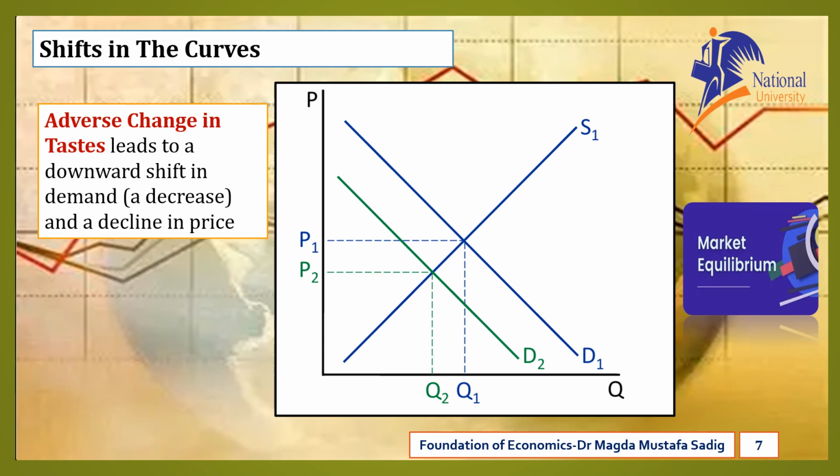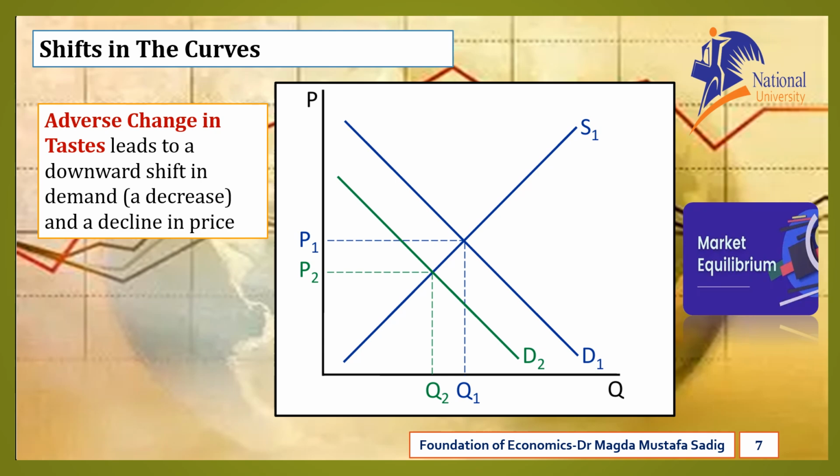So now suppose there is an adverse change in consumer preferences. For example, consumers no longer like sugary drinks due to health concerns. This leads to a decrease in demand. The demand curve shifts leftward from D1 to D2, from the blue line to the green line.